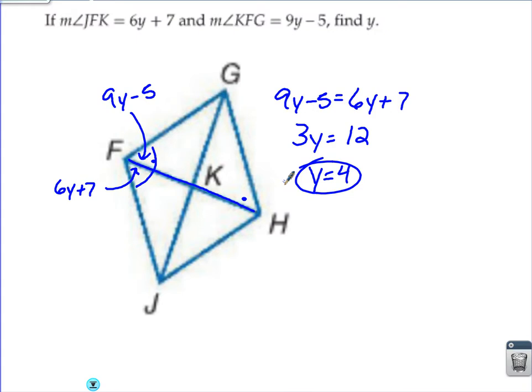We always like to plug it back in just to make sure we're right. If y is 4, that gives me 31 degrees here. And hopefully the same thing here, 36 minus 5, which is also 31 degrees. And now if you want to define everything else, 31, 31. This would be 59, because I know that's a right angle. 59, 59, and 59. Any questions? This would be equal to this would be equal to this, and all four sides are equal as well.